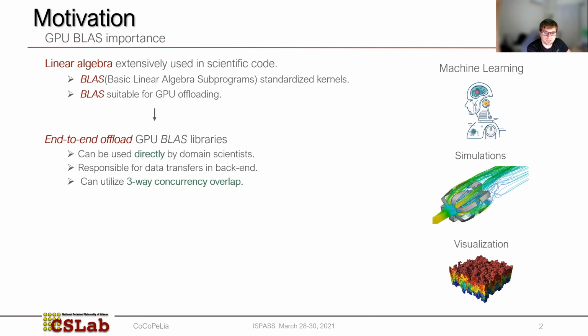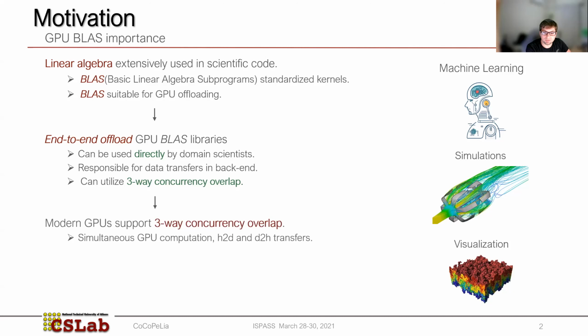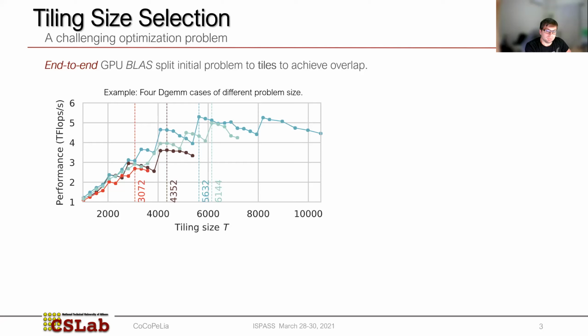These libraries usually offer end-to-end GPU offload in order to be used directly by domain scientists without code modifications. Therefore, since they are responsible for data transfer in the backend, they can utilize three-way concurrency overlap, a feature supported by modern GPUs which allows simultaneous GPU computation, host-to-device, and device-to-host transfers. To achieve this, GPU BLAS libraries split the initial problem into tiles to achieve overlap.